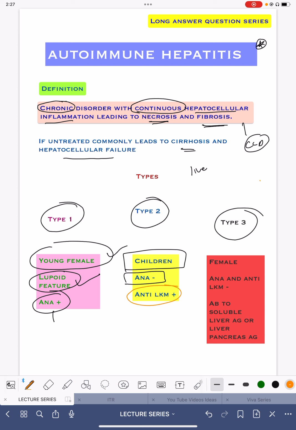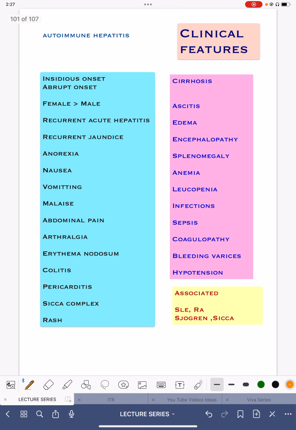But in these patients, we can find anti-LKM antibody positive. And type 3 is also very common in female patients, where they are negative for ANA as well as anti-LKM antibody, but they do have positive antibodies to soluble liver antigen or liver pancreas antigen. So we can send these antibodies to soluble liver antigen or liver pancreas antigen.